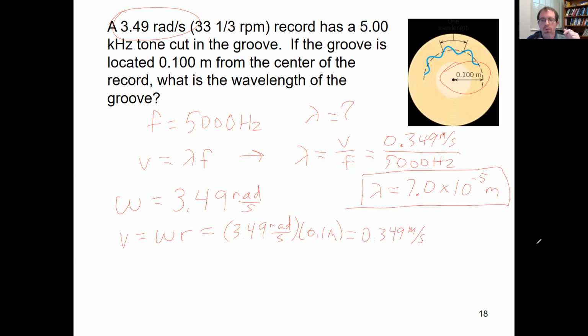So on this world's most boring record, I would see grooves that are 7 times 10 to the -5 meters long before they repeat themselves. I could put the record underneath a microscope and I might see little individual grooves that repeat themselves every 7 times 10 to the -5 meters. Kind of cool. This is actually how we get sound from a record. Of course, the sound then propagates through the air, but that's a topic for another lecture. All right, that does it for this one.